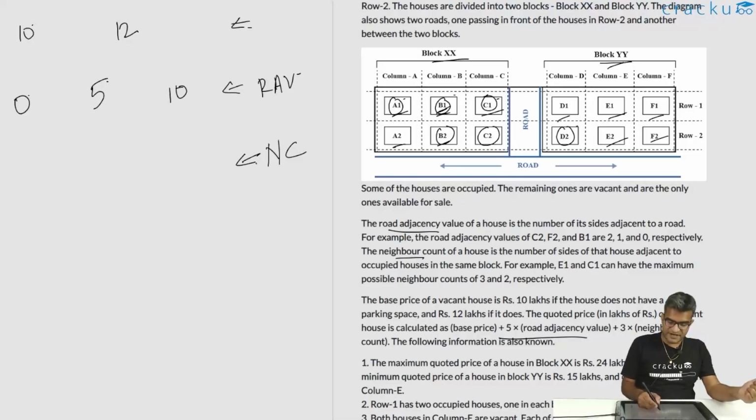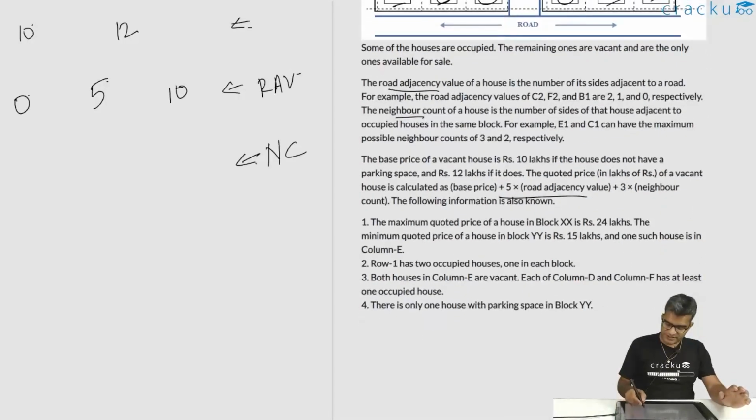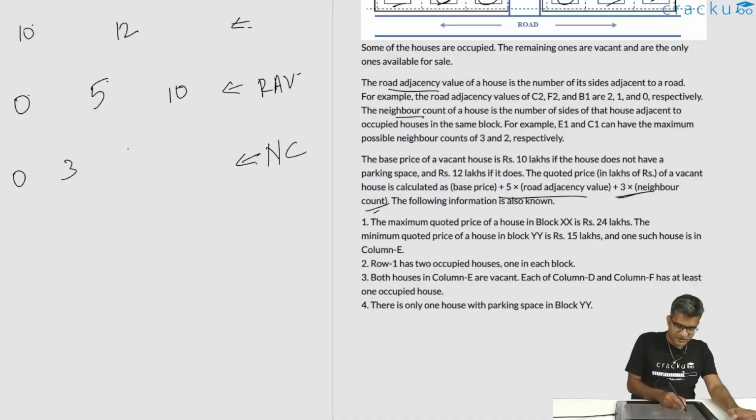If B1 has only 1 neighbor, then its neighbor count will be 1. If only 2 out of these 3 houses are occupied, it will have 2. If all 3 are occupied, it will have 3. So the maximum number of neighbors a house can have is 3. And you multiply the neighbor count with 3 to add it to the premium. So the price, because of the neighbor count, will be either 0 or 3 or 6 or 9.